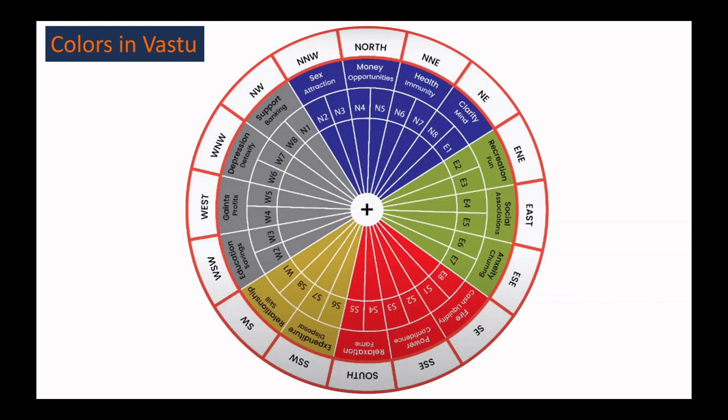Now all these elements are also associated with one zone or direction. From northwest to northeast is associated with water, hence its color is blue. Similarly, from east northeast to east southeast is associated with green. From southeast to south is associated with red. From south southwest and southwest is associated with yellow, and from west southwest to northwest is associated with light gray.